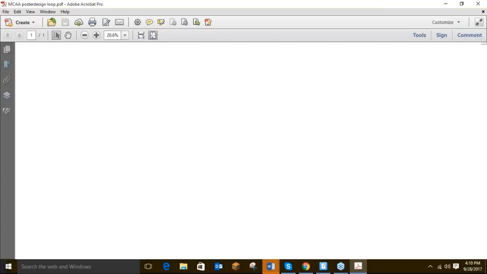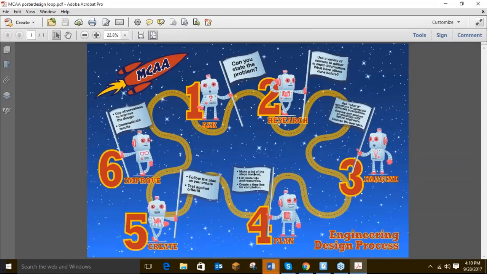And this is really neat because we took the design process, the engineering design process loop, some people call it, and we had our students research different posters that have been made and the different steps in the engineering design process: ask, research, imagine, plan, create, improve. And we gave them a design challenge. We challenged them to create one that's specific to our school. It gave them ownership, and it took them through the process as they were creating the engineering design process loop poster.